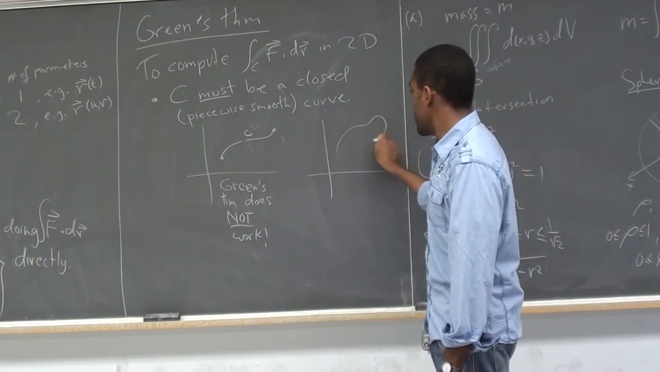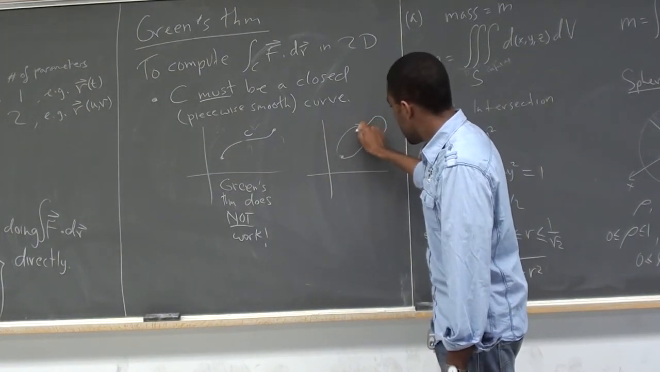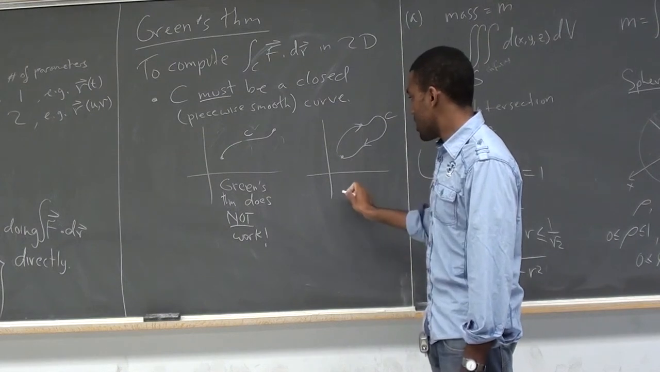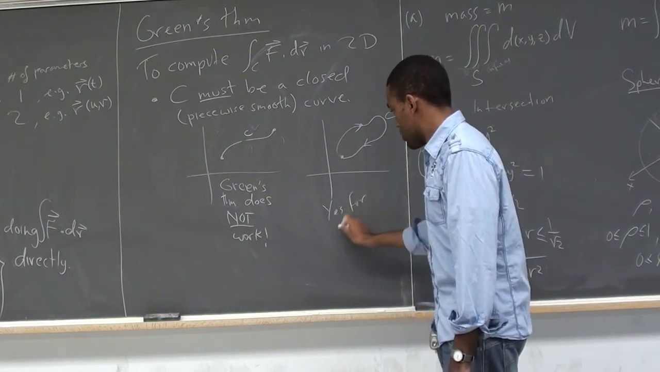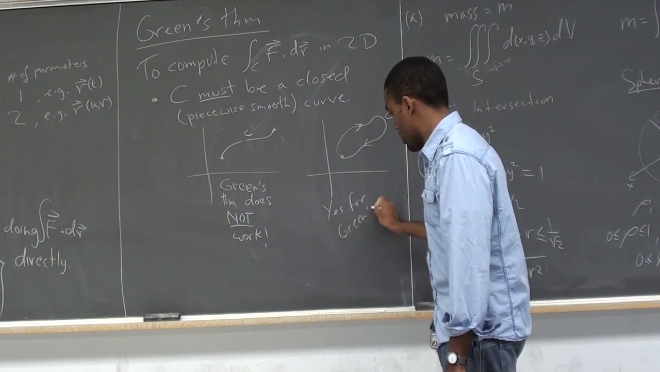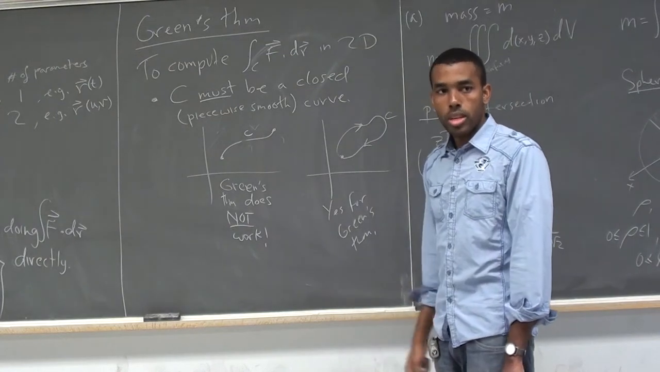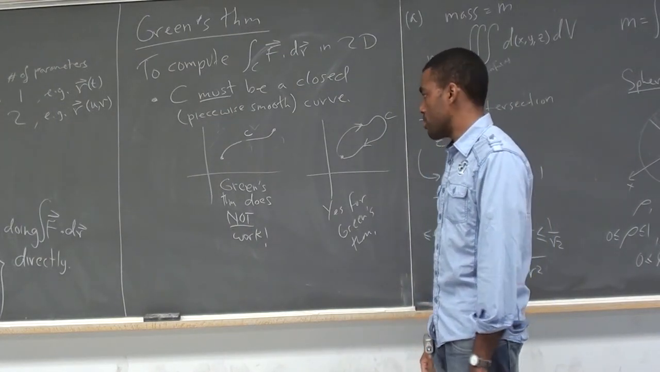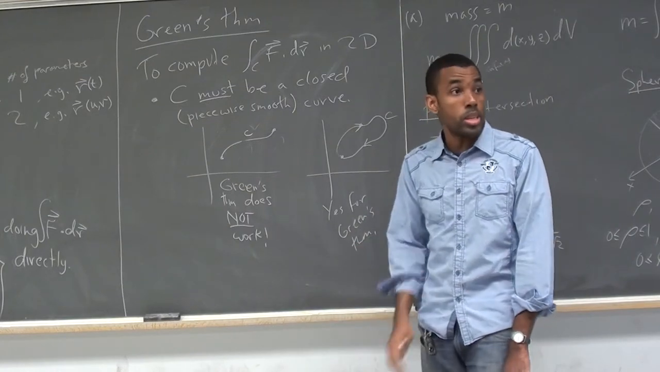But if your C is just a nice closed curve, like this is C, then yes, you can use Green's theorem. Do things like simply connected and connected apply here? We're always going to give you things that are simply connected and connected, so you don't have to worry about that. In general it does apply, but in 392, they'll always be nice.